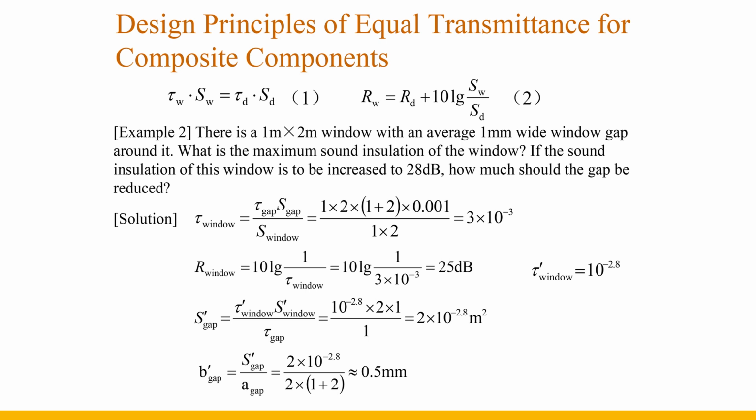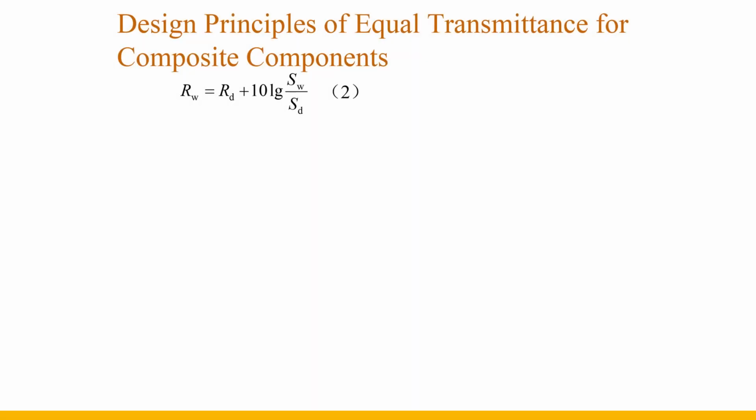Since the length of the gap is constant, the adjusted gap width is 0.5 mm. That is, the gap width needs to be reduced by half. Here is another exercise using the second formula, on the basis of example 1.